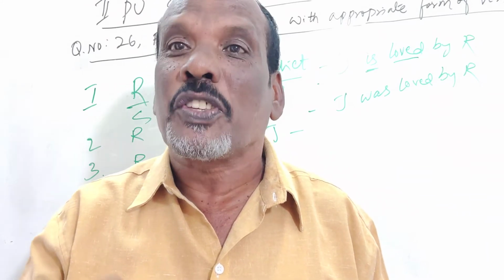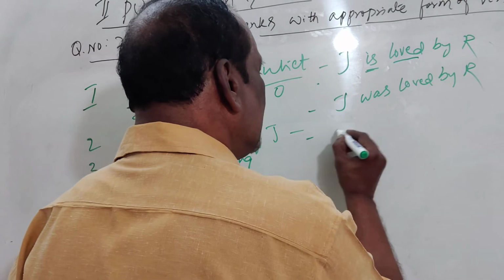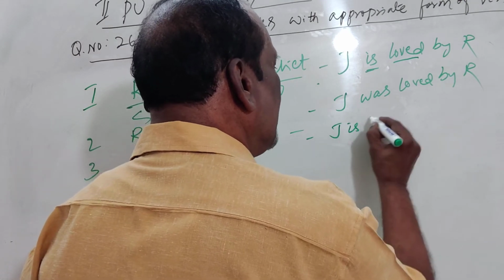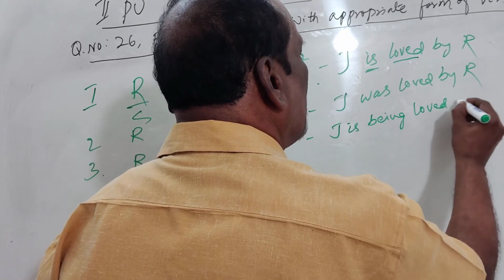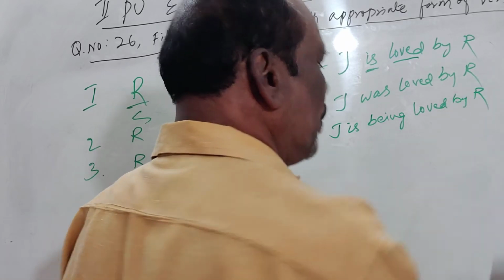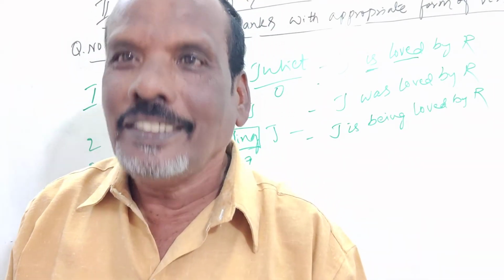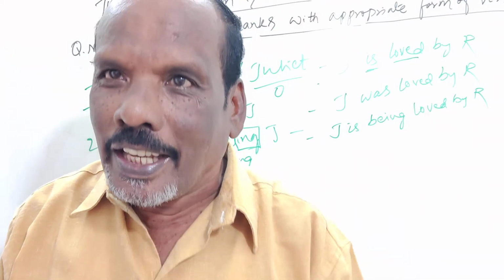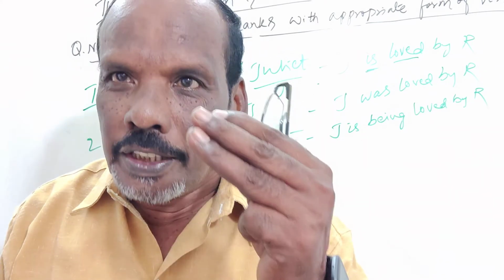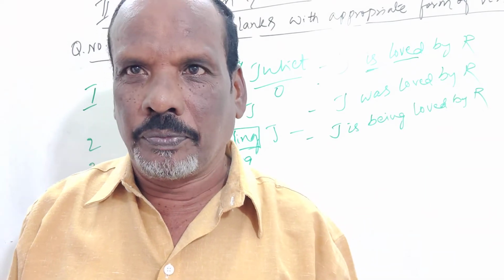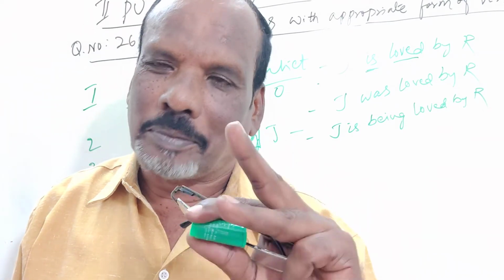Got it? Love should be changed into loved. Now what do we get? Juliet is being loved by Romeo. Yes, very, very important. When the main verb ends with ing, you have to remove that ing. Being is to be used in between two verbs, and the main verb should be changed into past participle.